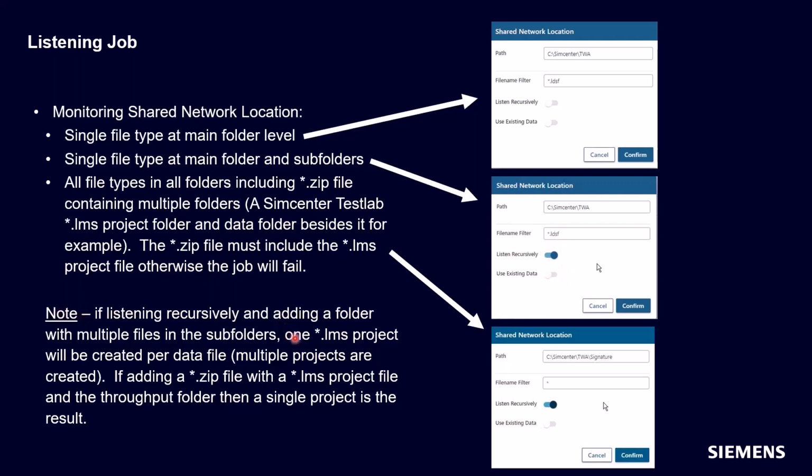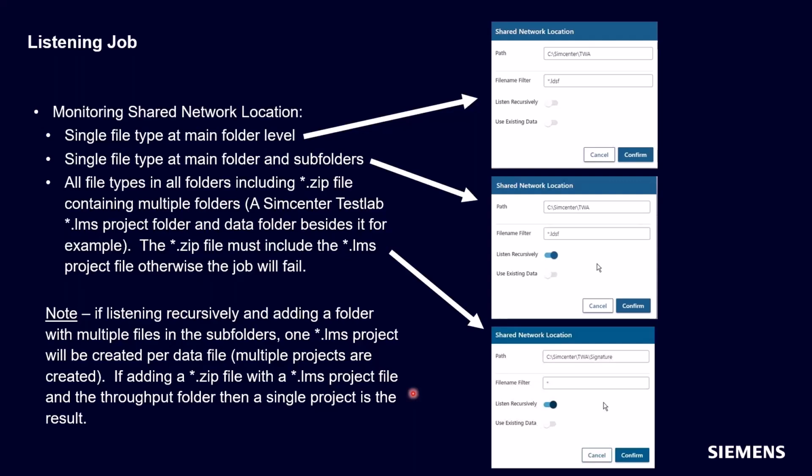There's a note here. So if I'm using a .lms project file with different throughput files, it's going to create a project file for every throughput file it finds. So here inside TWA, if I have 10 LDSF files, it's going to create 10 separate projects with the results from each of those data files. Here, if I'm telling it recursively, it's going to look in all the subfolders for an LDSF file and create a TestLab project for every throughput file it finds at the main level and all the subfolders. Here, if I find a zip file, it's going to create a single project with all the process results from all my sections with all my runs.